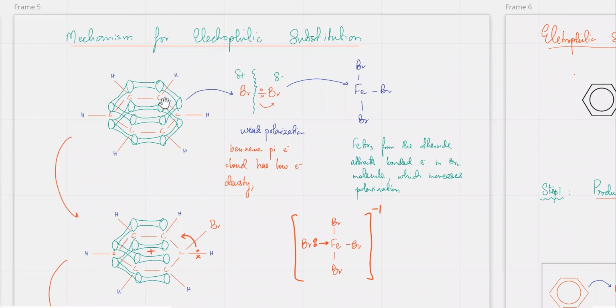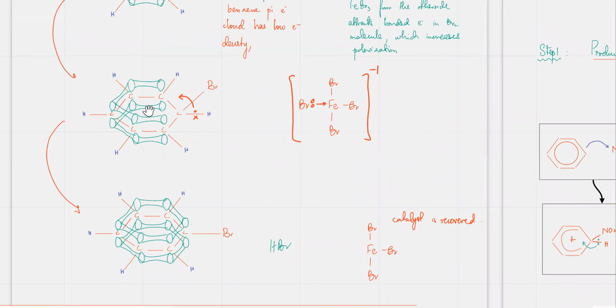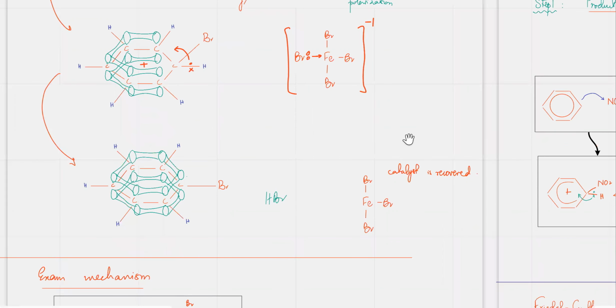So electron density is not very high, it's spread out. So the negative charge doesn't polarize the molecule, doesn't push the electron enough. So you need a catalyst. And then the positive bromine comes in and takes away electrons from the pi electron cloud, which becomes positively charged. And the H then is forced to lose an electron to the benzene electron cloud. So H leaves, forming HBr.